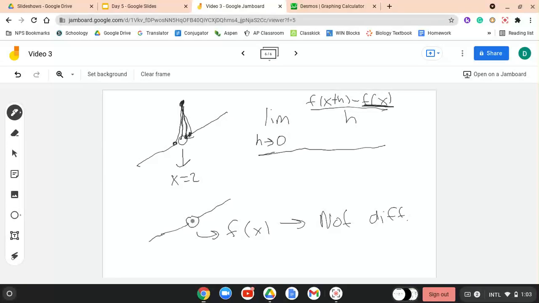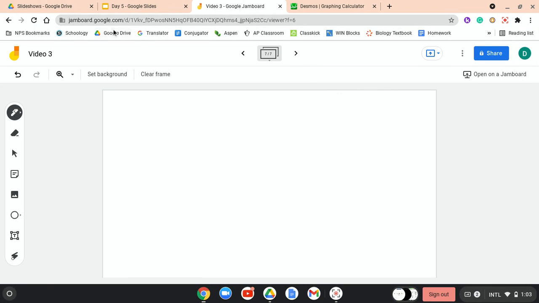And here, the function is not differentiable simply because it's not defined at our x coordinate. F of x does not exist. And in order for our derivative to exist, we have to know what the value of f of x is. So if it doesn't exist, then our derivative doesn't exist.